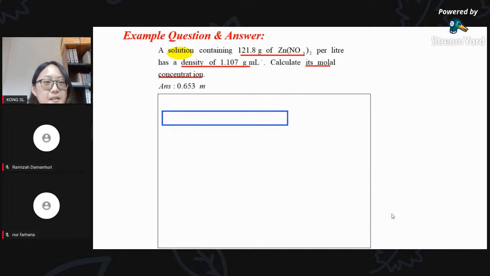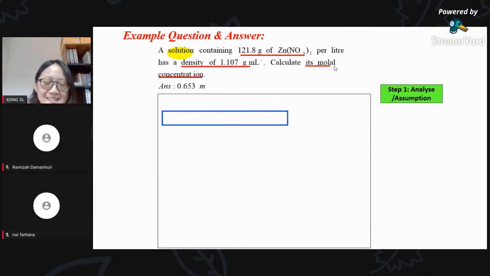Okay, how about this question? Given here is a solution containing 121.8 gram of zinc nitrate per liter. So in 1 liter, there is 121.8 gram of zinc nitrate. The density is 1.107 gram per mL. Molality means number of mole of solute over mass of solvent. What is the mass of solvent? What is the mass of solution? What is the mass of solute, solution, and solvent?